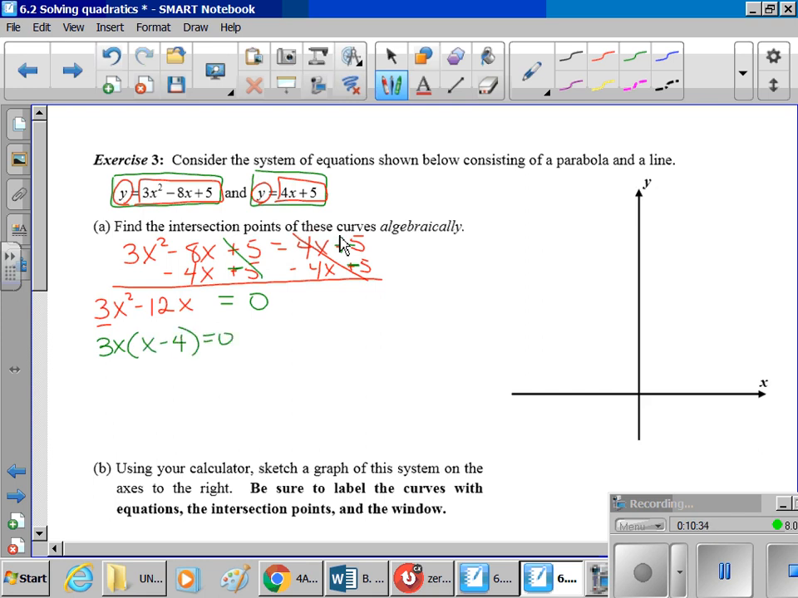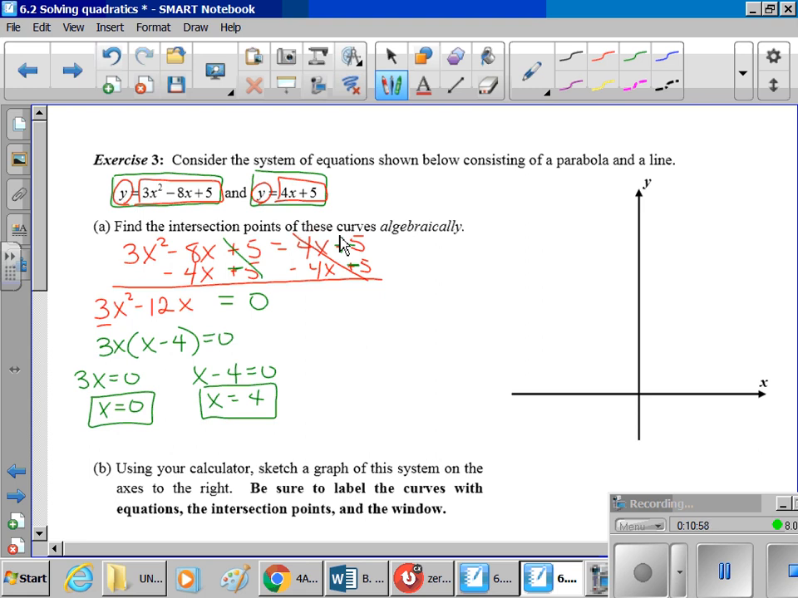Set each of these equal to 0, so I have 3x is equal to 0. Divide both sides by 3 and x is equal to 0. And I get x minus 4 is equal to 0. Add 4 to both sides, and x equals positive 4. So this is actually going to have 2 points, because I have 2 x's here. Now beware, don't think you're done, because these are just the x values.